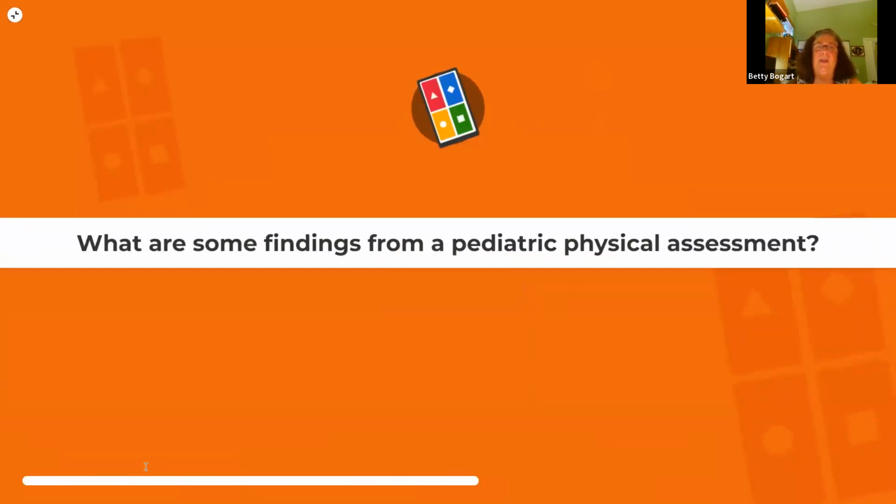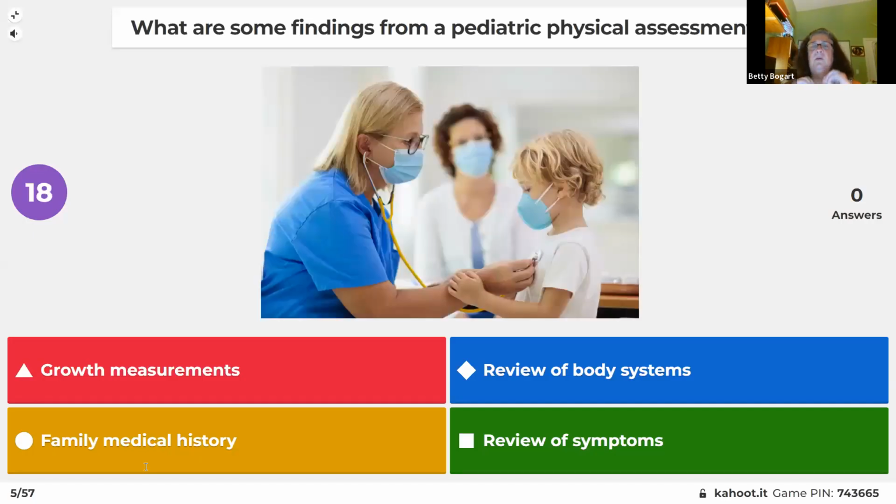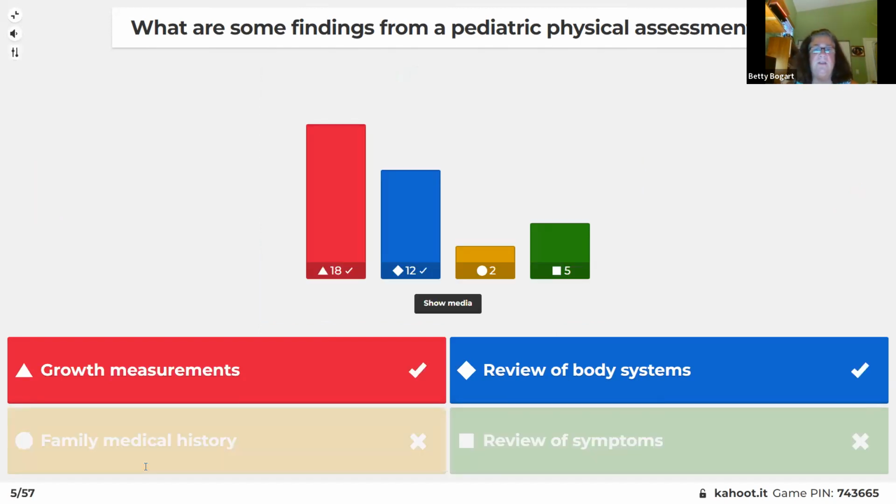Multi-select. What are some findings from a pediatric physical assessment? Well, remember there's a history and a physical. I'm just asking about findings from a physical assessment. So one thing I can tell you as you're doing your tests and your HESI, read the question, because sometimes it's one word. So when we talk physical, it's about growth, and then the review of the body systems. I can listen to the chest, I can look at the ears, whatever. Review of symptoms is what they're telling me. It's more of a history. Okay, that's nothing to do with physical. And family history, again, history. I wanted physical.